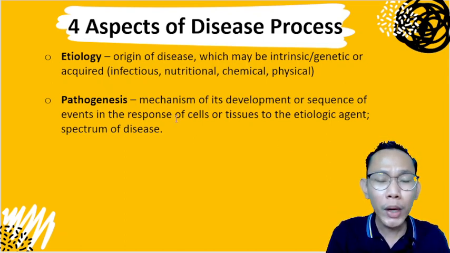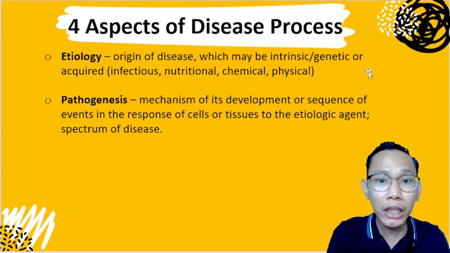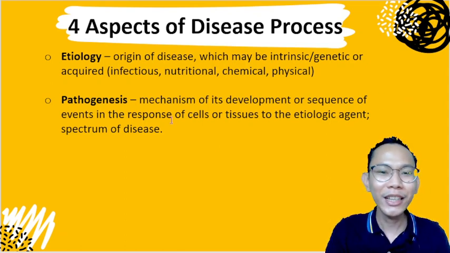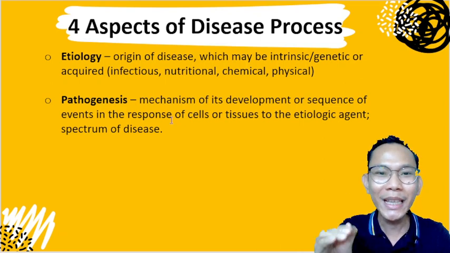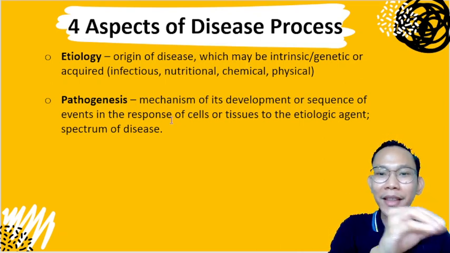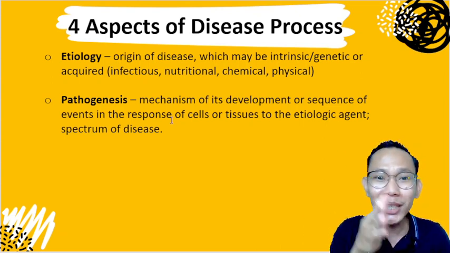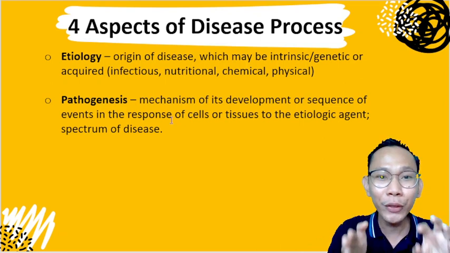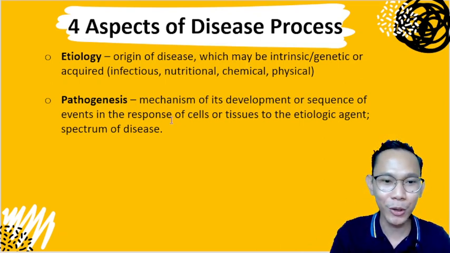Meaning to say, you are talking about the development or sequence of event. You are talking about the chain of event leading to the disease. In short, it is a development or progression of the disease. Hindi pwedeng from this one, from that disease, naging agad-agad malala. So what happens in between? We have to know the sequence of event for us to understand why the patient have a kind of manifestation.